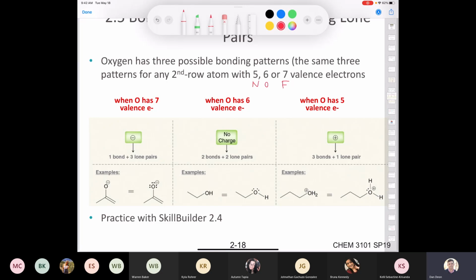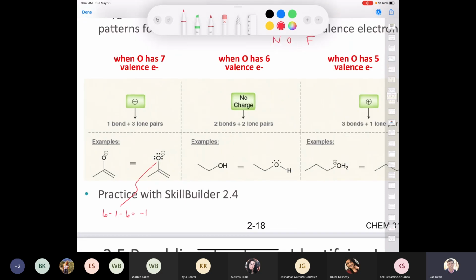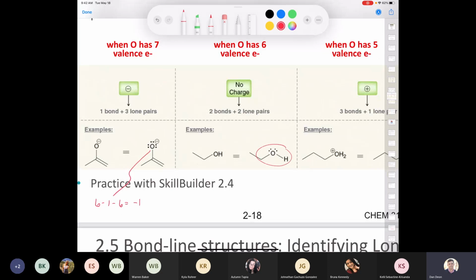So let's see. When oxygen has 7 valence electrons, it's got an extra electron, and so it's going to have a negative charge. Right? If you look at the 2 examples here, whenever oxygen has one bond and 3 lone pairs, it's going to have a -1 charge. I'm not going to do this for every single situation here, but same thing: 6 minus 1 stick and 6 dots equals -1. When oxygen has 2 bonds and 2 lone pairs, like in a water molecule or in this ethanol molecule here, the oxygen has no charge. And finally, when oxygen has 3 bonds and 1 lone pair, it will have a +1 charge.